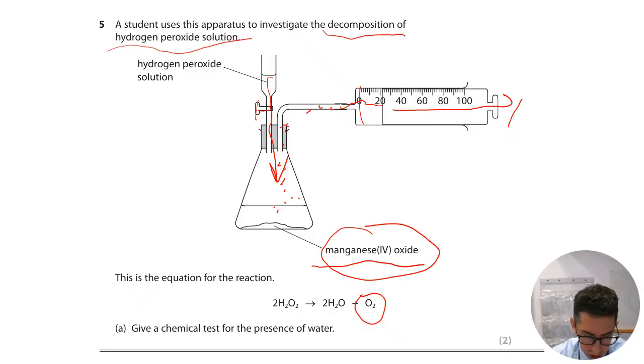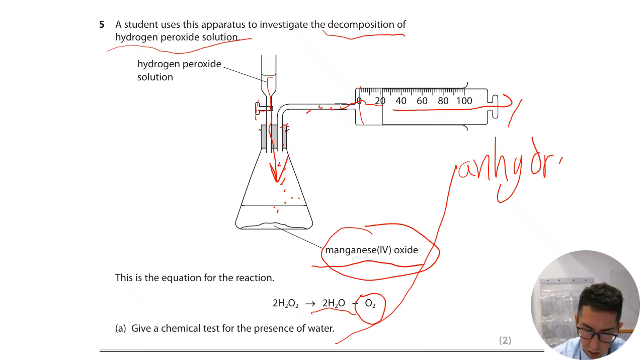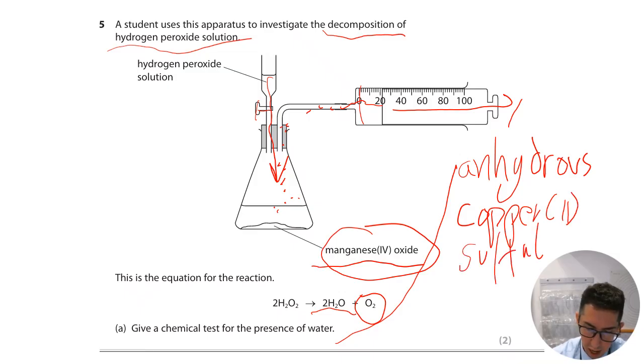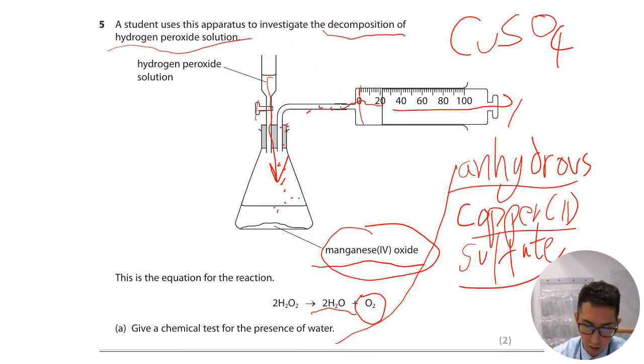Give a chemical test for the presence of water. So this is producing water. Chemical test for the presence of water, 2 marks. So first one is use anhydrous copper 2 sulfate. That's one chemical called anhydrous copper 2 sulfate. Its formula is CuSO4. I probably would write all that down, like that, rather than the formula.